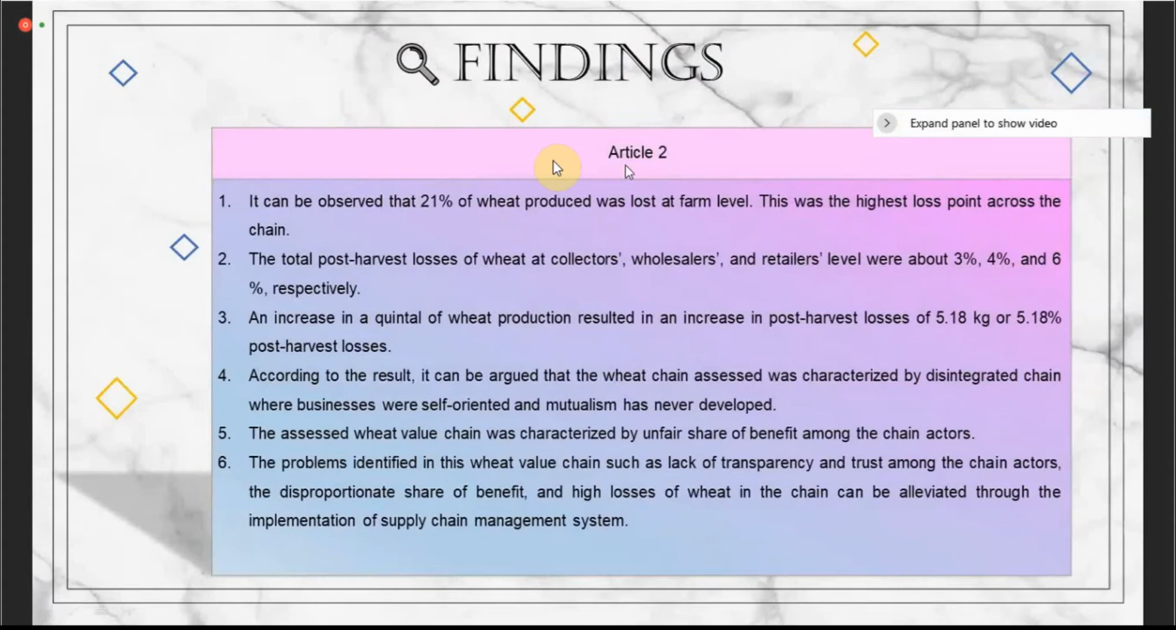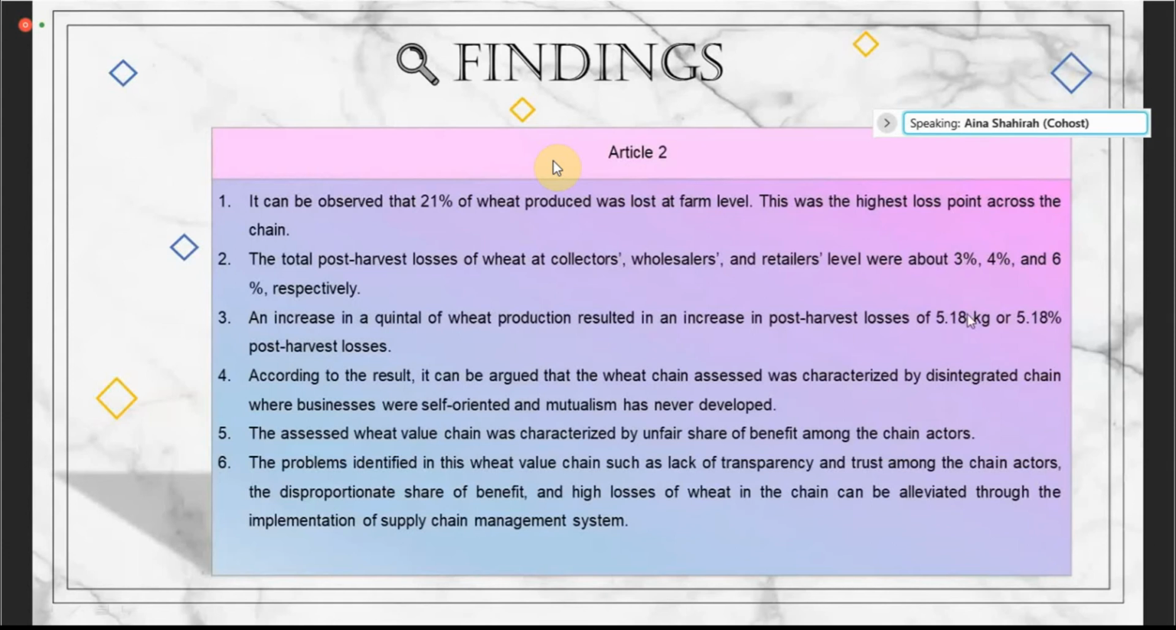Before we go to Article 2's findings, it must be noted that in this study, the wheat value chain from one of the highest wheat producing areas in Ethiopia to central markets was assessed, focusing on market performance, post-harvest losses, and the potential of supply chain management to improve the chain.